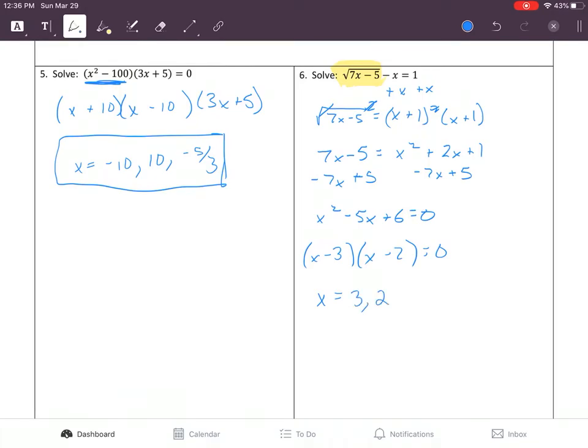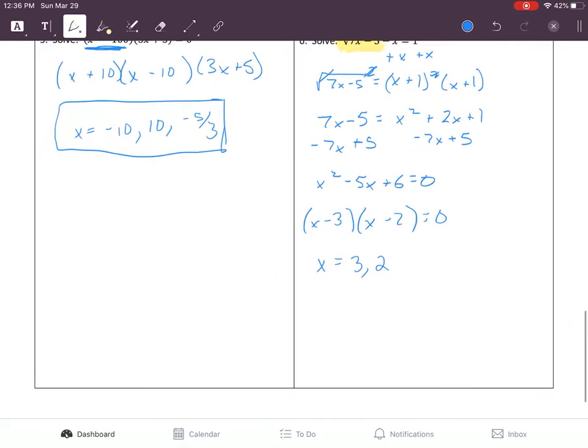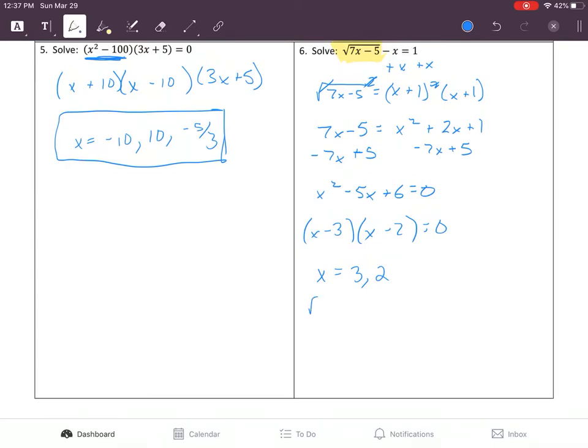Now, again, we did this in the prior unit, and one of the things you have to do is check these to make sure they work. So we're going to use a space down here to check them. You have the square root of 7 times 3 minus 5, minus 3, and then is that equal to 1? That's the first one. And then the other one, the square root of 7 times 2 minus 5, minus 2 equals 1. We've got to make sure these both work out.